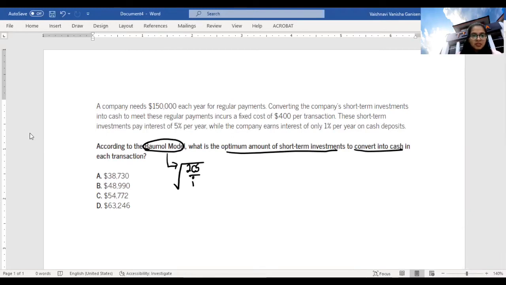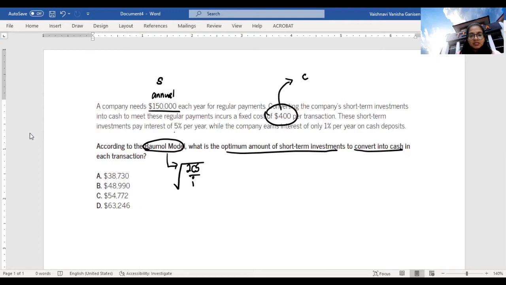So the company needs 150,000 each year for regular payments. So remember, always this will be expressed in annual figures. Converting the company's short-term investment into cash to meet these regular payments incur a fixed cost of 400 per transaction. So this is my transaction cost or value of C.